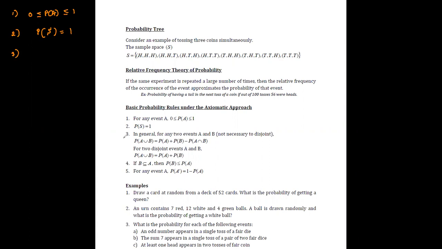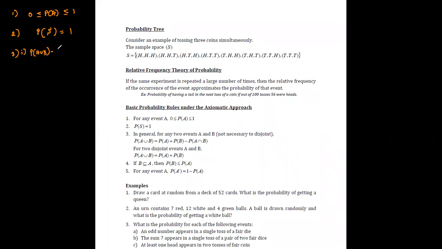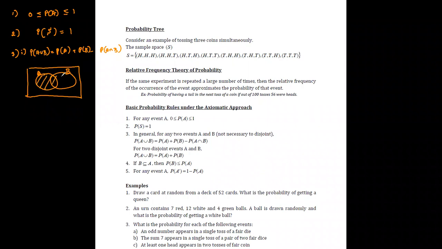The third rule has two parts. In general, for any two events, we can use this equality: probability of A union B is equal to probability of A plus probability of B minus probability of A intersect B. If you consider it using a Venn diagram, here you have two events, event A and event B. If you need to get the probability of A union B, you can draw A union B in this way.